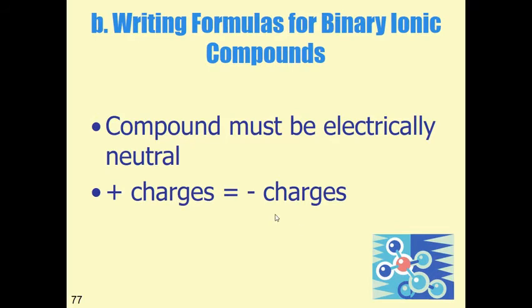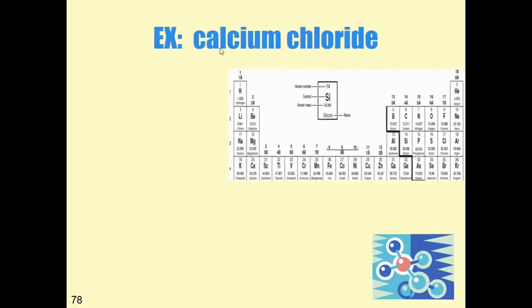Okay, so let's look at a simple one. Calcium chloride. You're given the name calcium chloride. First thing you do is identify that this is an ionic compound. Because it's an ionic compound, you must worry about the charges. You must balance the charges to make sure you have a compound that is electrically neutral.